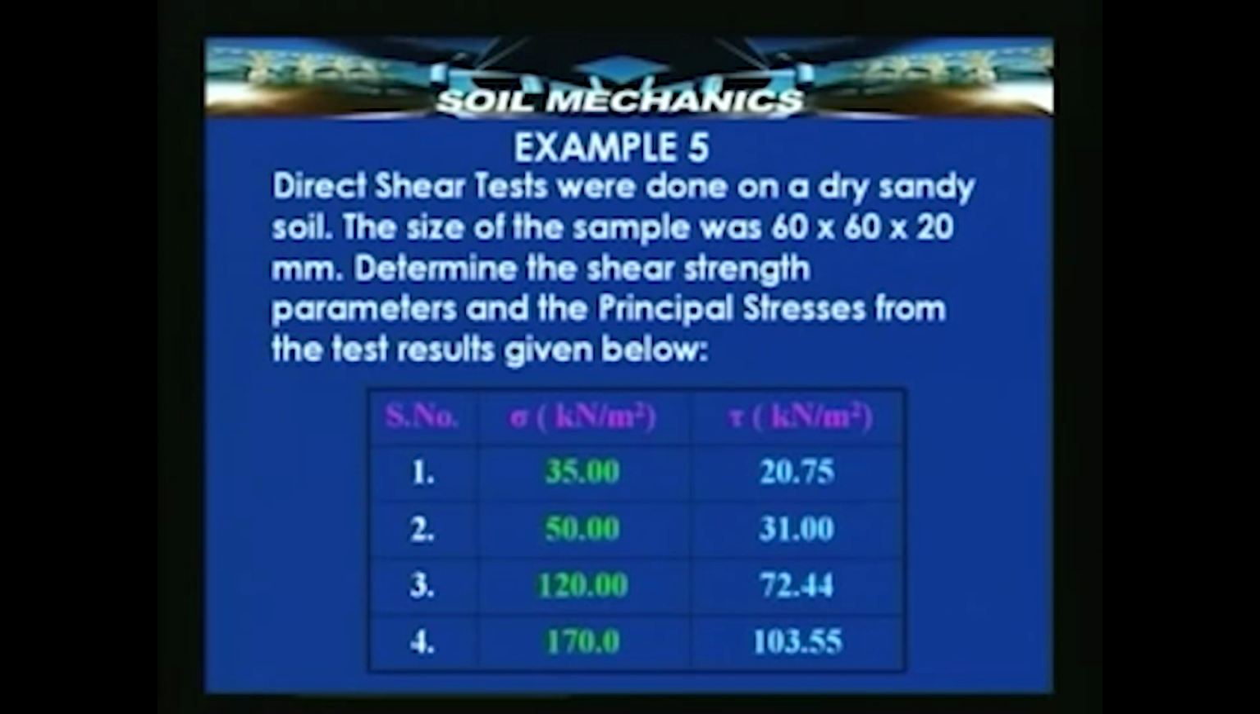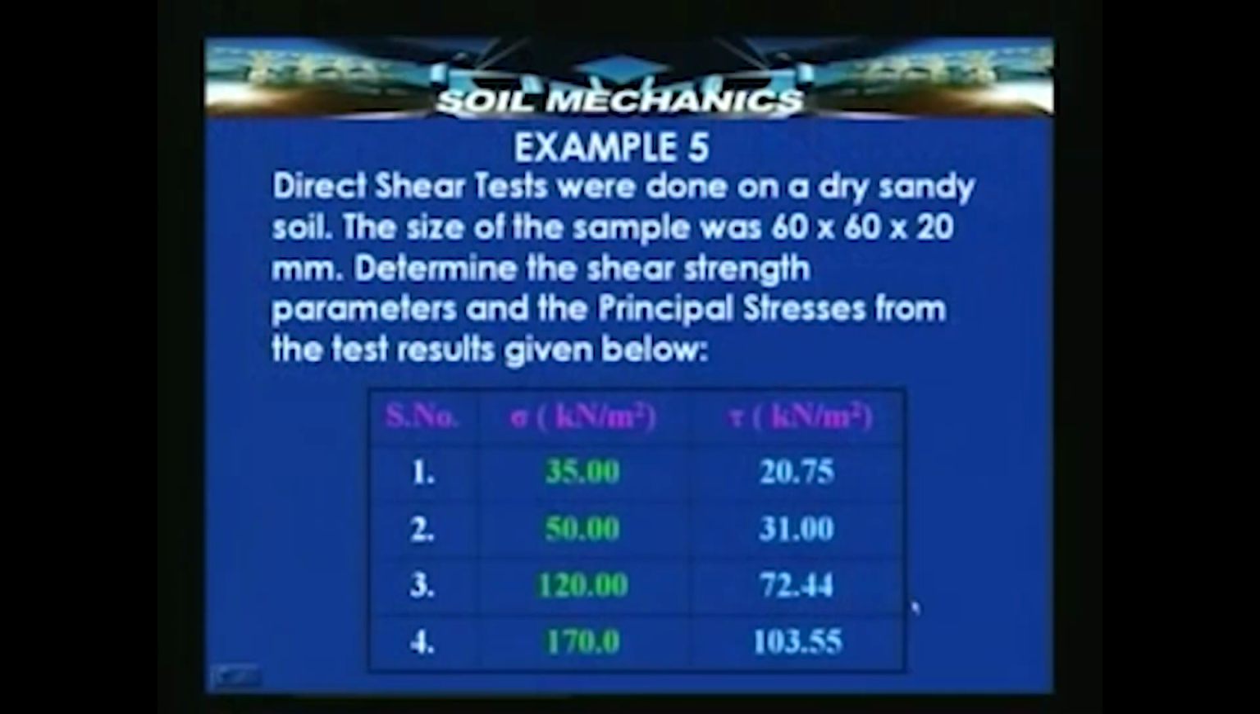That means, in the Mohr circle which we saw earlier, we want to determine sigma 1 and sigma 3 values corresponding to the two extremities of the diameter of the Mohr circle. Here the values of sigma and tau are 35, 50, 120, 170 kilonewtons per meter square, again somewhat typical values which are normally used, and the corresponding shear stresses are 20, 31, 72, 103.